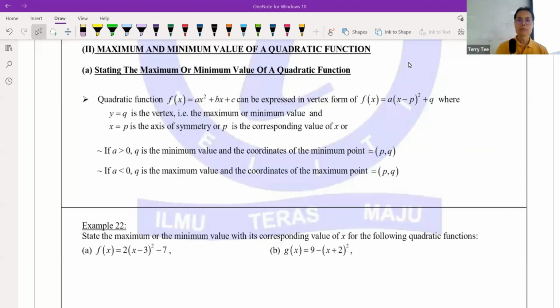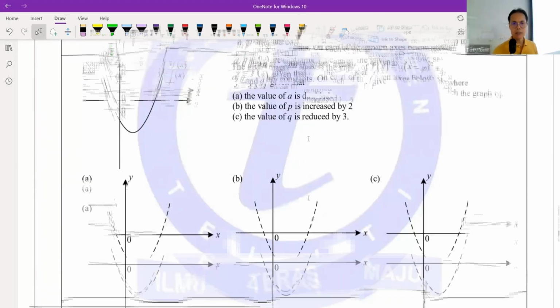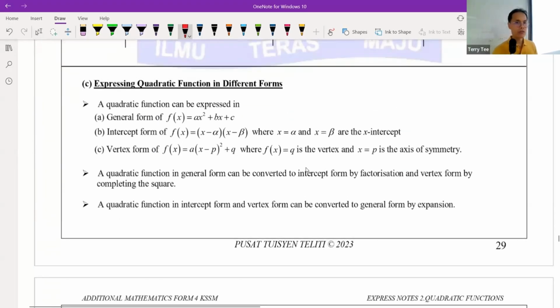Maximum and minimum of a quadratic function. Now we know that a quadratic function can be written in 3 different forms. This is called the general form. This is called the vertex form. There's another form called the intercept form. Actually, I wrote it down here: general form, intercept form, vertex form.